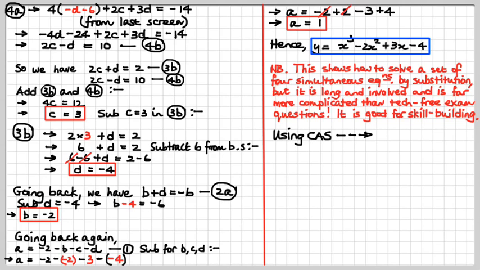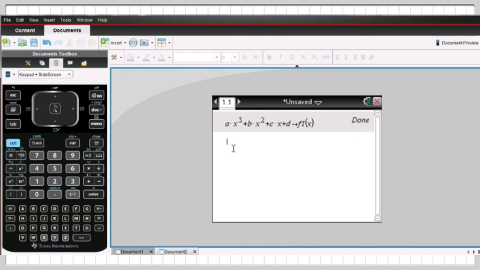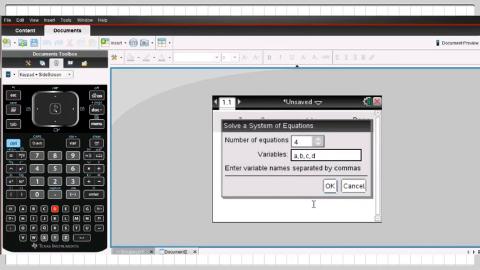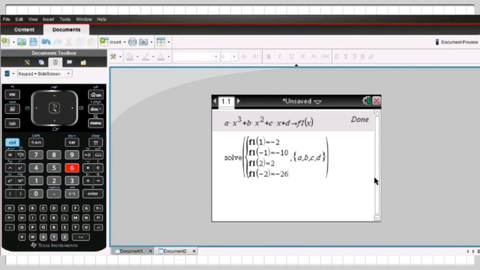Now, using CAS, just have a look at this. We put the equation in as f1 of x, then we go to algebra and solve system of equations, and then we select 4 equations, and we type in A, B, C, D for the 4 variables that we want, right? Then we say solve f1 at x equals 1 equals that. That's the y value. And similarly for the other 4 points that we substitute in, we're solving for A, B, C and D, and look what happens.